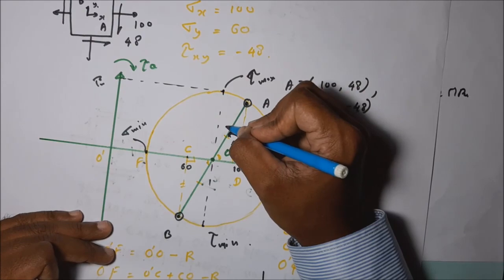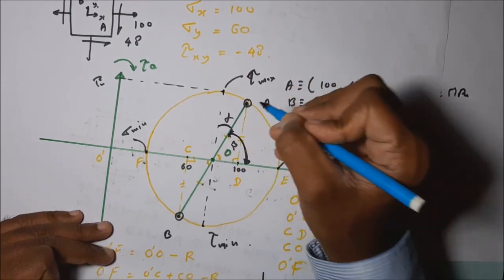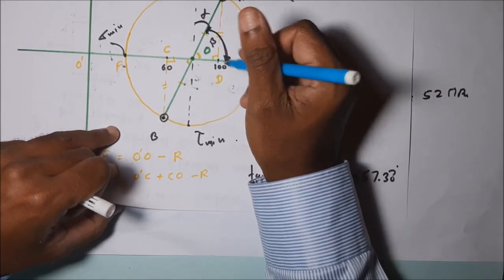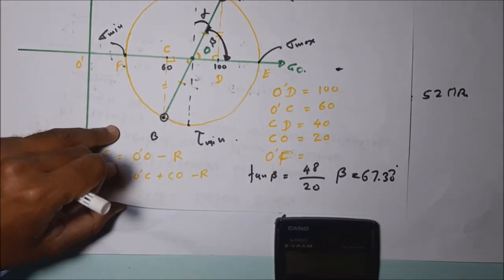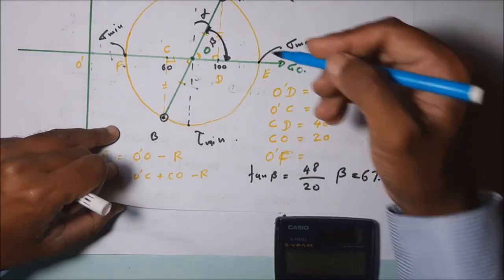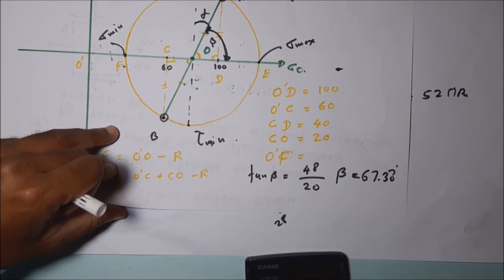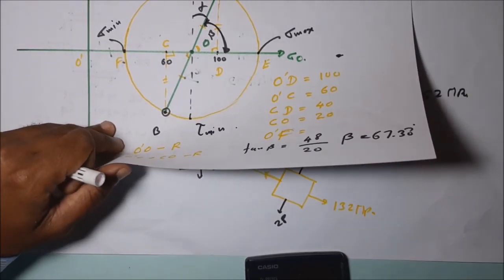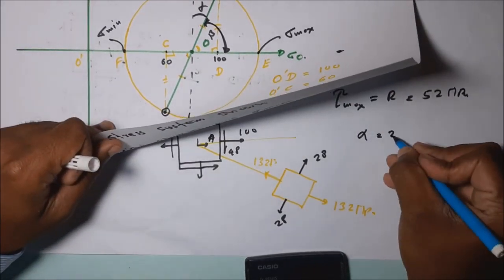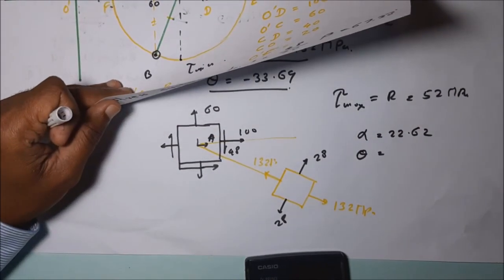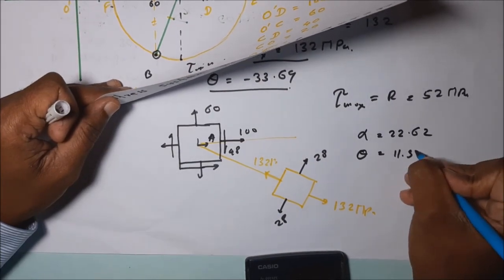In which direction is it maximized? From the A point, what is this angle? Let's take this alpha angle. Alpha angle is equal to anti-clockwise 90 minus this beta we got, 67.38. That angle is equal to 22.62. This alpha angle we got is 22.62, then the theta angle is equal to half of this angle, 11.31 degree.